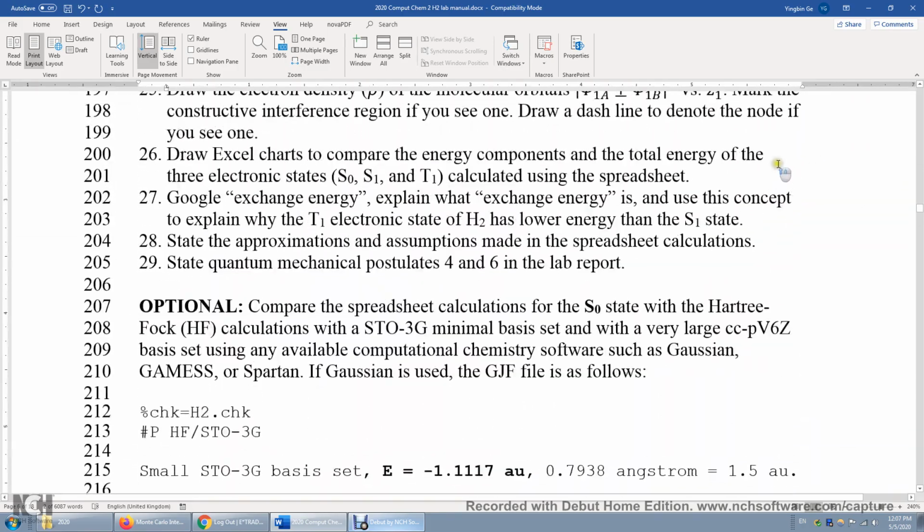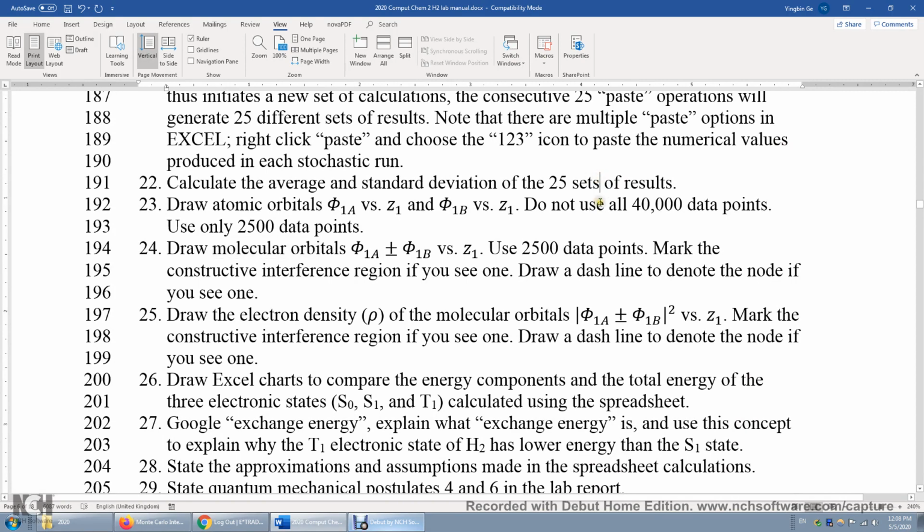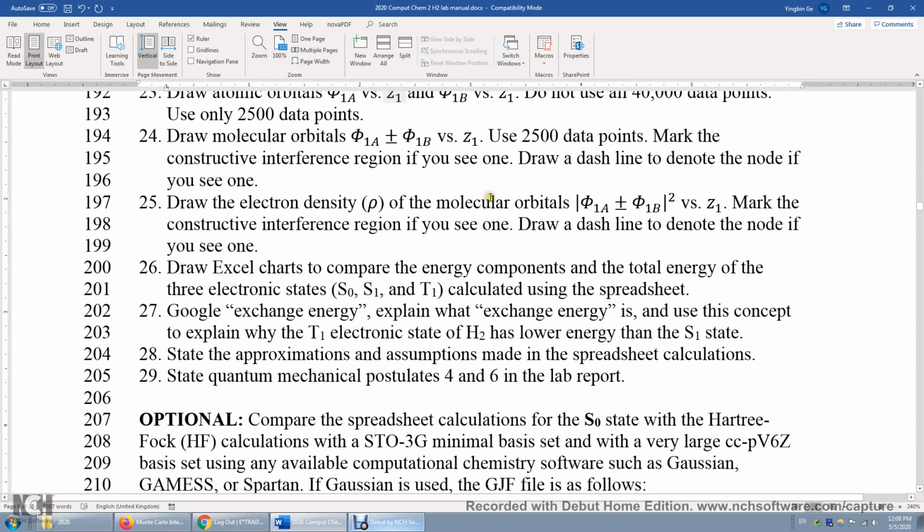All right. Yeah, this will give you a bonding orbital and anti-bonding orbital. What else? Oh, exchange energy. I want you to explain what exchange energy is. And I want to tell you this. The triplet excited state has lower energy than the singlet excited state. So you want to explain this.